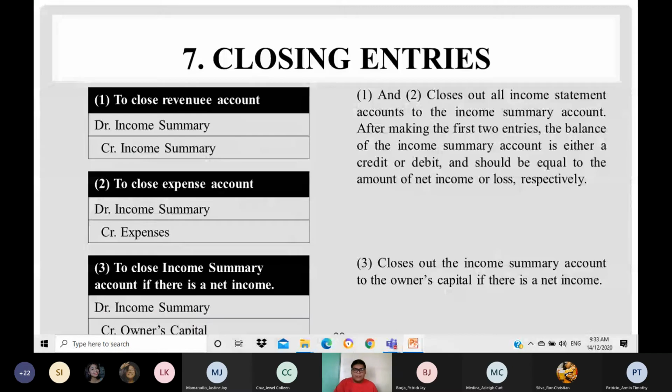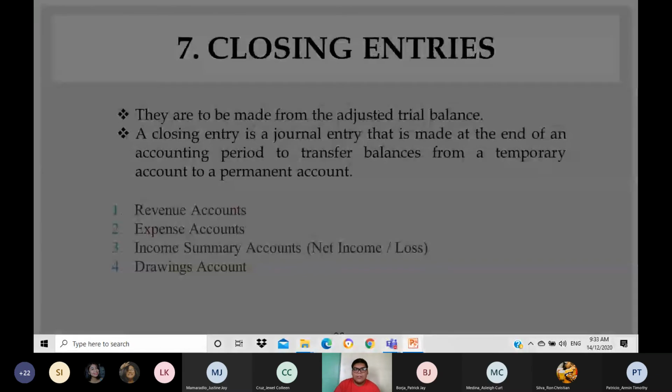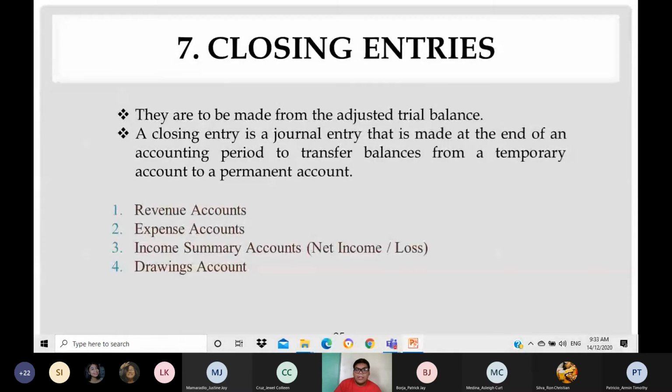Okay. So, closing entries, na-discuss last time. So, expound ko lang. What are closing entries? They are to be made from the adjusted trial balance. A closing entry is a journal entry that is made at the end of an accounting period to transfer balances from a temporary account to a permanent account.